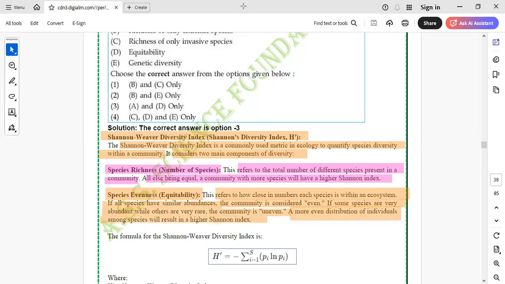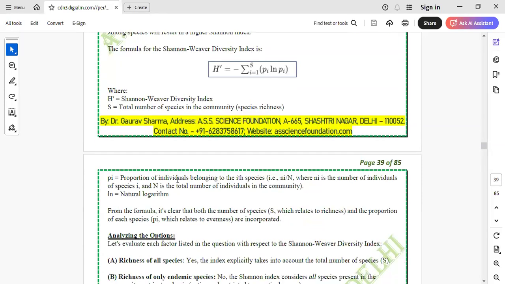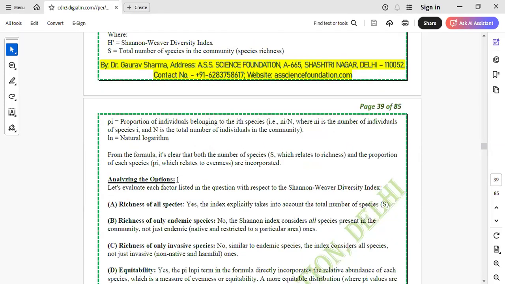So the formula is that H dash is equal to summation of i varying from 1 to S, Pi ln Pi, right? So this formula is for Shannon-Weaver index. H dash is the Shannon-Weaver diversity index, S is the total number of species in the community, which is species richness, and Pi is the proportion of individuals belonging to the ith species. So those things you can see, right?